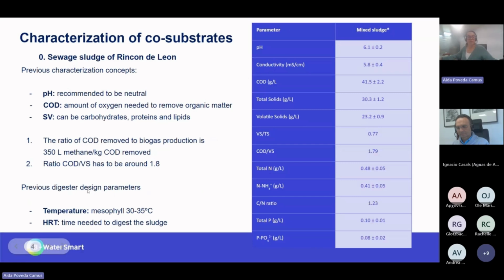And then as basic digester design parameters, we have temperature, that is very important to keep constant in the mesophilic range. This is between 30 and 35 Celsius degrees. And hydraulic retention time is the time needed to digest the sludge. In this table, we can see different parameters of the sludge in Rincón de León.